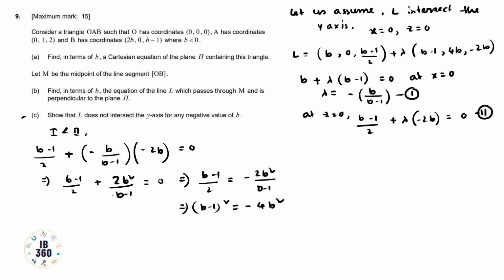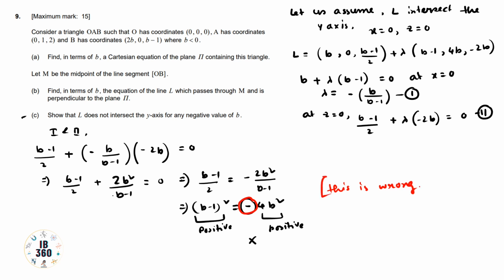See this part: b minus 1 whole square will give a positive value now, and 4b square will also give a positive value. So this is positive, and this part is also positive. So ultimately this is not possible because the minus sign is here. As you can see, the minus sign is here. So this is wrong.